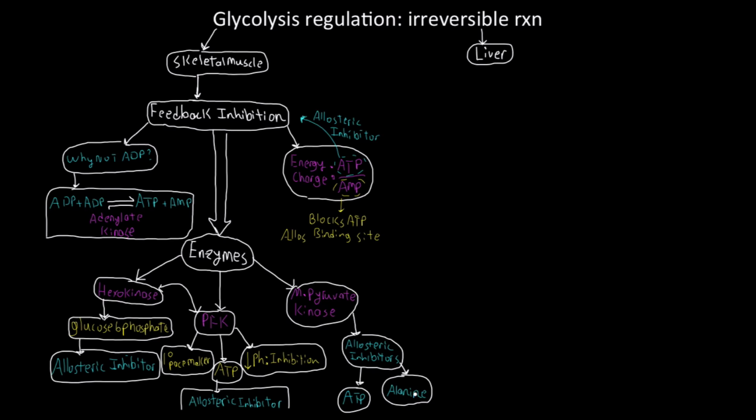So pyruvate kinase doesn't just play a role in glycolysis, and this is why phosphofructokinase is the main regulator of glycolysis, because hexokinase plays roles in other metabolic pathways, as does pyruvate kinase, but phosphofructokinase is unique to glycolysis, so obviously that's the main point we want to have in regulating just glycolysis. Okay, so that's it for the skeletal muscle.